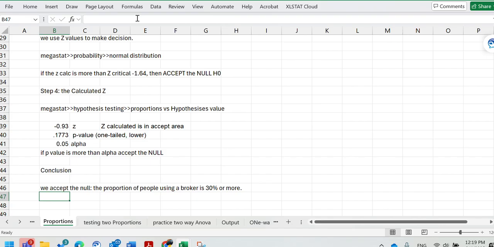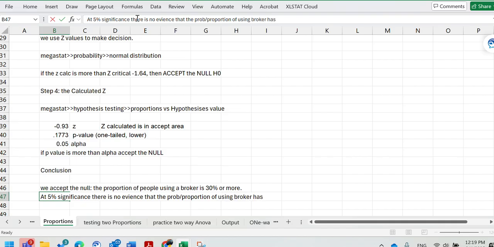So what is the implication? We will say at 5% significance, there is no evidence that the proportion or probability of using a broker has reduced. It is the same or more than 30%.